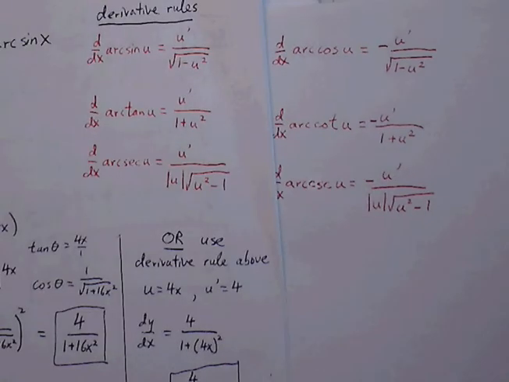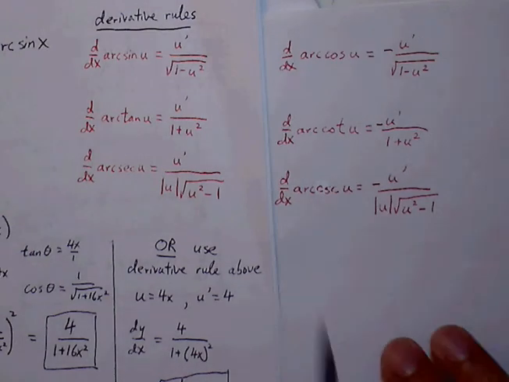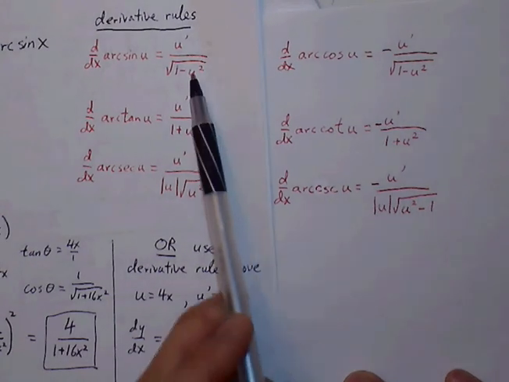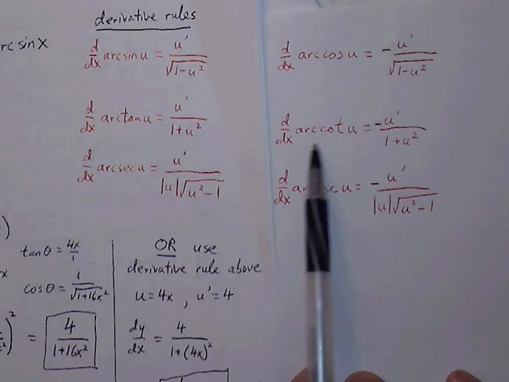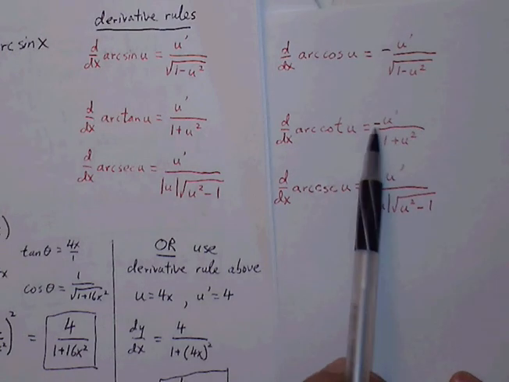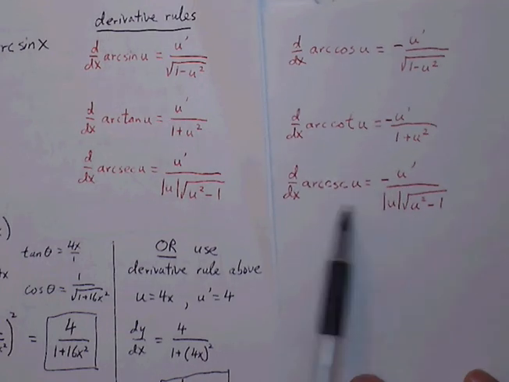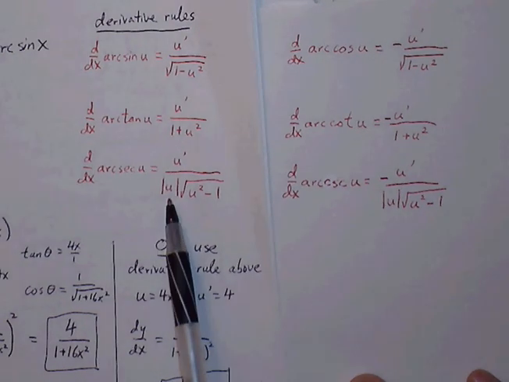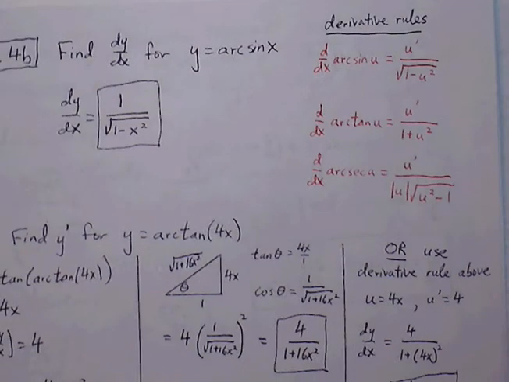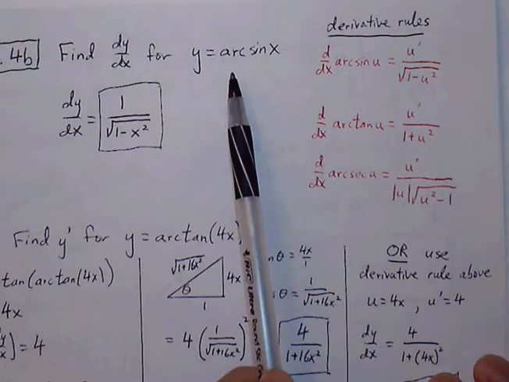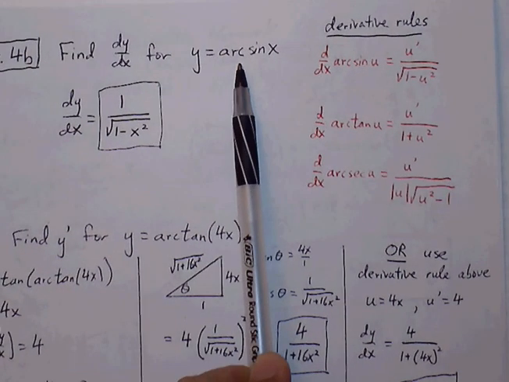Arccosine of u is simply going to be the opposite, or the negative version, of the arcsine. Arccotangent of u is simply going to be the negative of the arctangent, and arccosecant is simply going to be the negative of the arcsecant rule, the derivative of arcsecant rule. So let's rework example 4 using our derivative rules rather than using implicit differentiation.